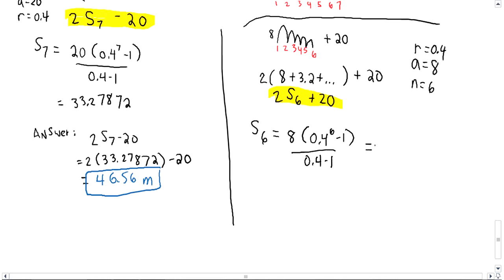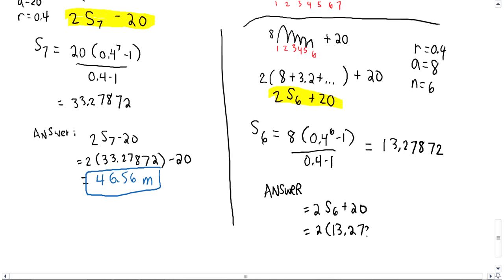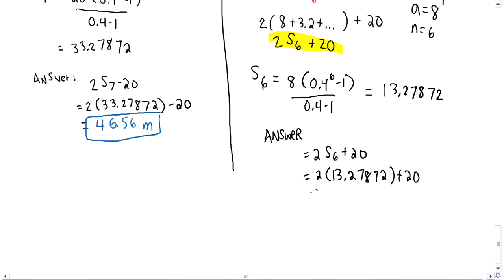In this case, you will get 13.27872. And then our answer is equal to 2 times S6 plus 20, which is 2 times 13.27872 plus 20, and then rounded to 2 decimal places, you get the same answer as well, 46.56 meters. And there you have it. Thanks for slugging through.